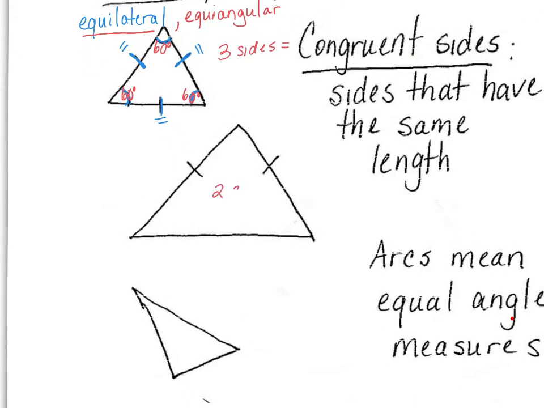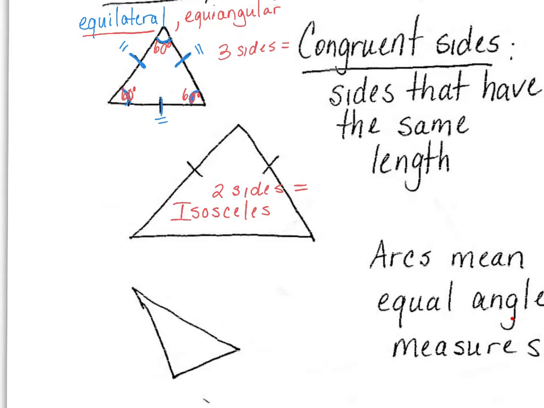What do you notice about this one? 2 sides are equal, right? Everybody see that? 2 sides are equal? Yes? Anybody remember what it's called when 2 sides are equal? It's called isosceles. So based on its side lengths, this is an isosceles triangle. 3 sides equal, equilateral. 2 sides equal, isosceles.